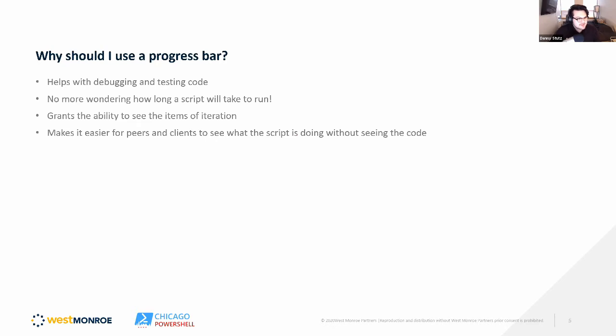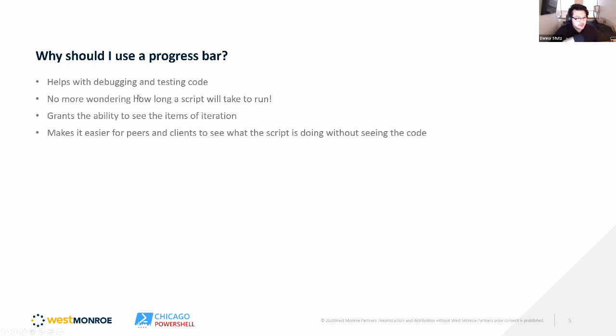So some more reasons why you should use a progress bar. If you've ever been given the script to a client or even given it to a peer, they'll often be like, well, how does this work? Or what is it doing? And how long is it going to take to run? They'll never actually know because there's no progress bar or anything that's outputting and telling them, hey, it's going to take this amount of time to run. So that's one reason you should definitely use a progress bar, is just in case you're giving it to a client or someone like that. They can actually see what the code is doing without having to actually see the code or understand the code.